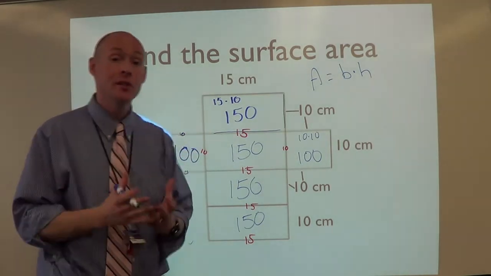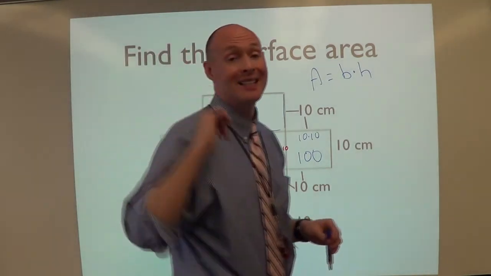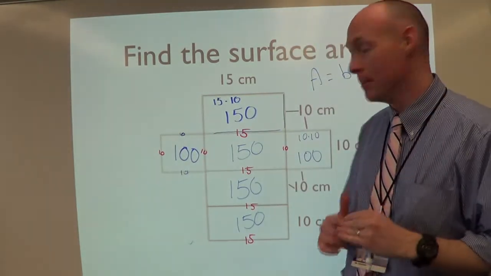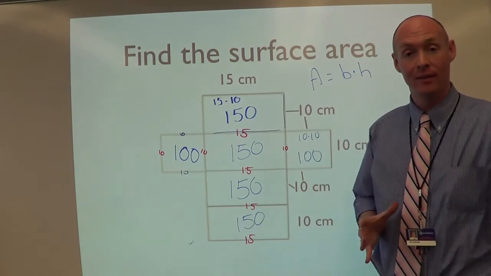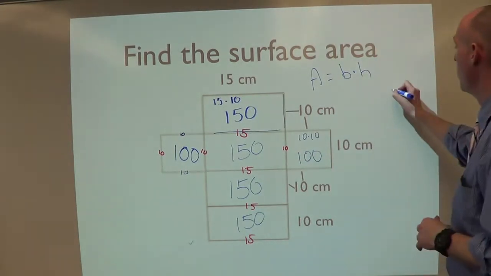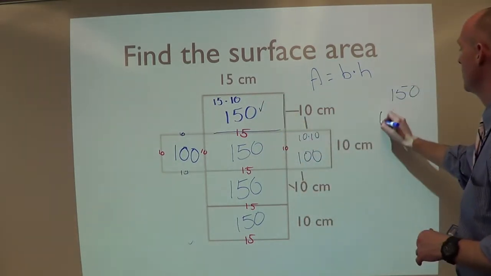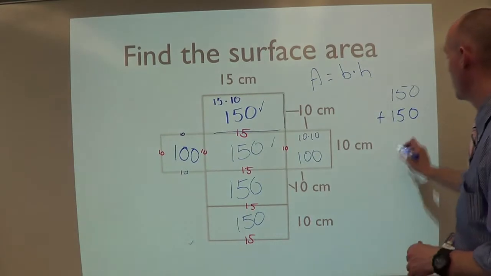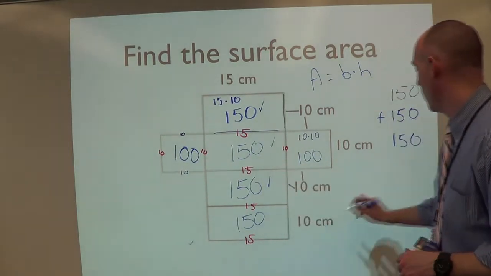Perfect. Let's use this information to figure out the surface area. If you remember back to the definition, what we do with surface area is we add the sums of the area. So let's do it. 150 plus 150 plus 150, 150.